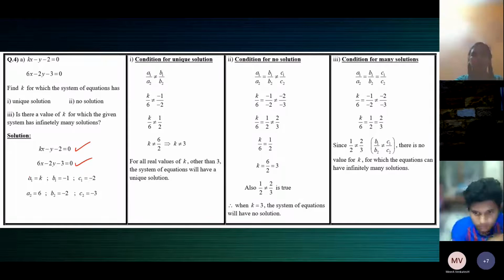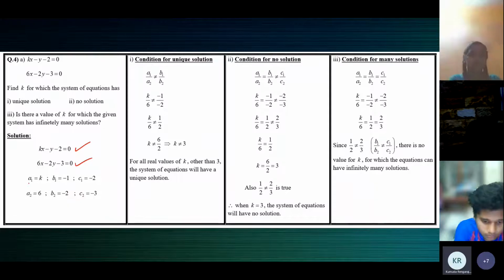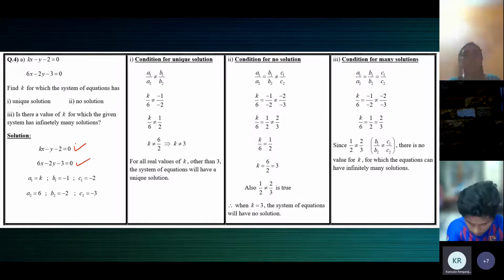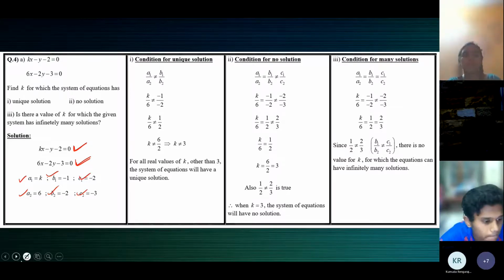Yes, ma'am. All right. So what are the values of A1, B1 and C1? See here. Please look at the values A2, B2, C2. First, we need to write the equations in the standard form and then bring out the values of A1, A2, B1, B2, C1, C2.